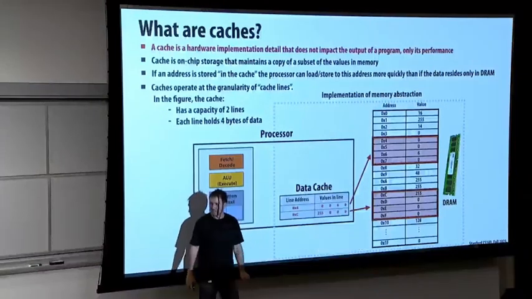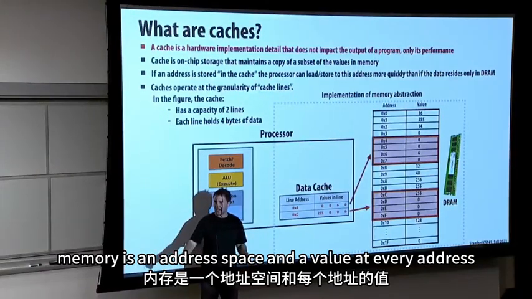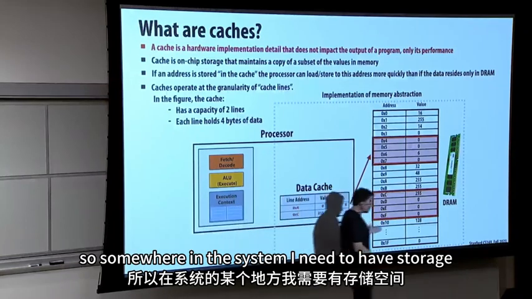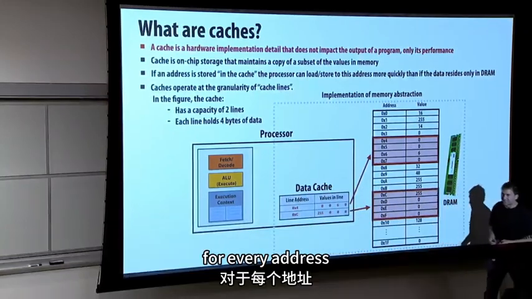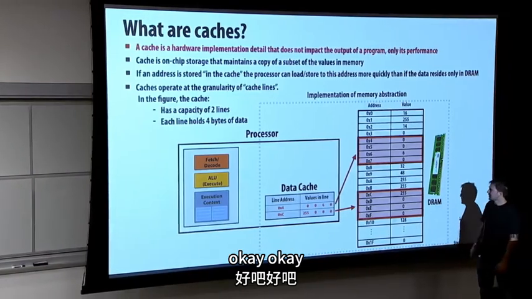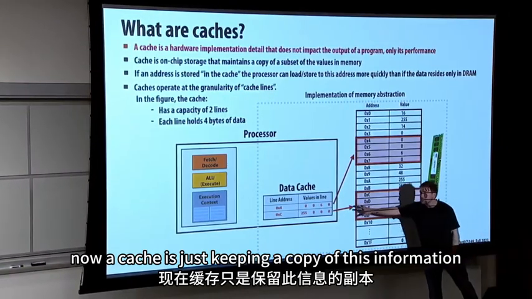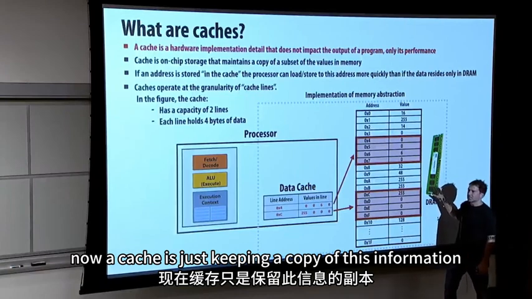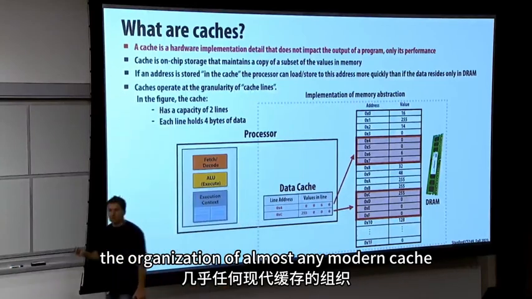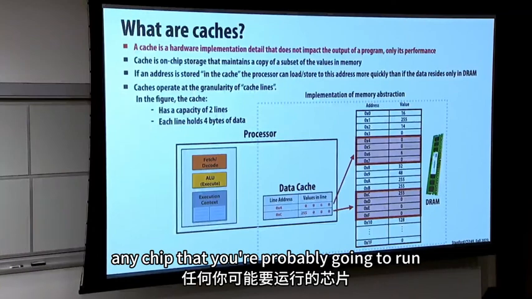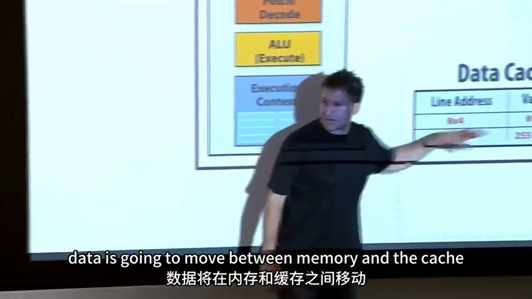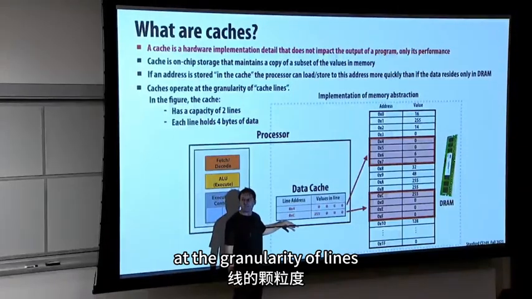So what is memory? Memory is an address space and a value at every address. Somehow we have to implement that. So somewhere in the system, I need to have storage for every address. And typically, that is your off-chip memory these days. Now, a cache is just keeping a copy of this information right on my desktop. The organization of almost any modern cache, anything you get on any chip that you're probably going to run, is that data is going to move between memory and the cache at the granularity of lines.